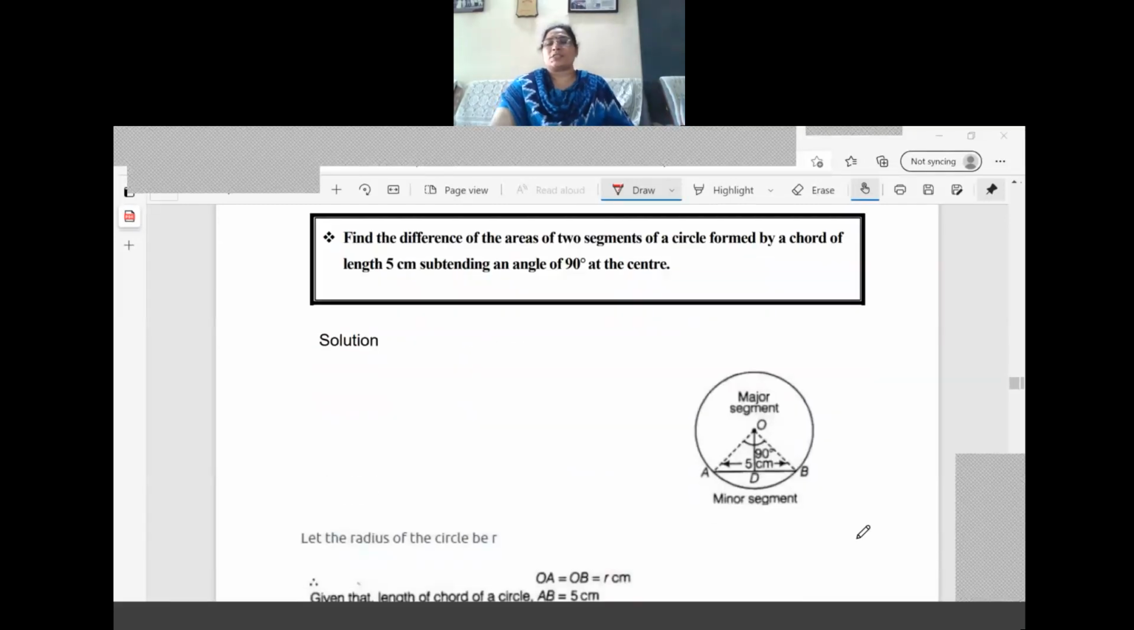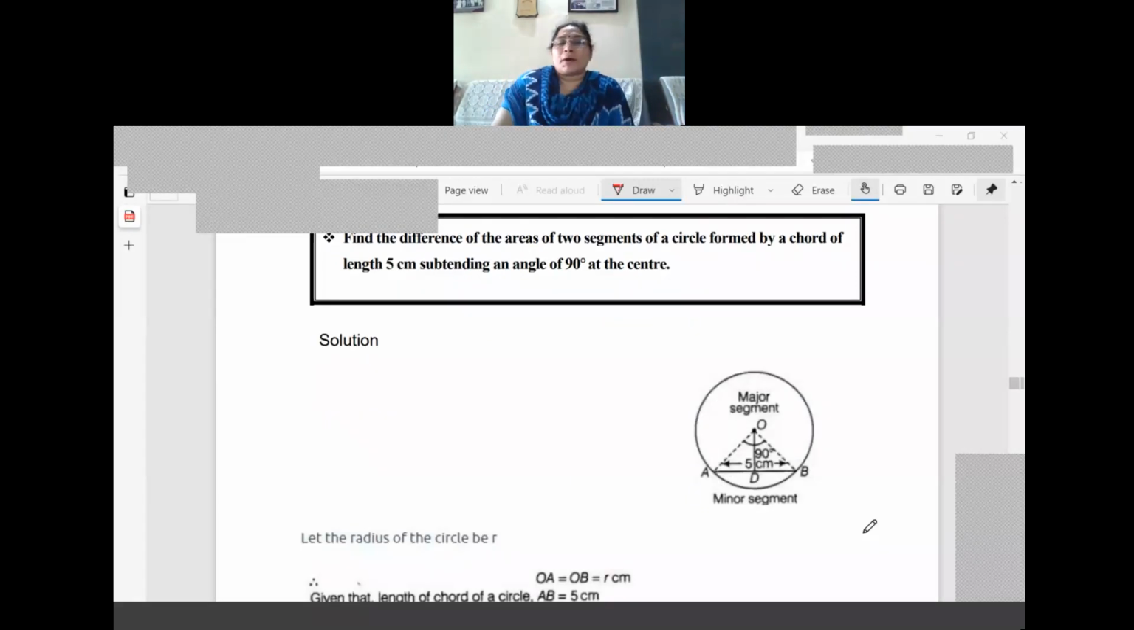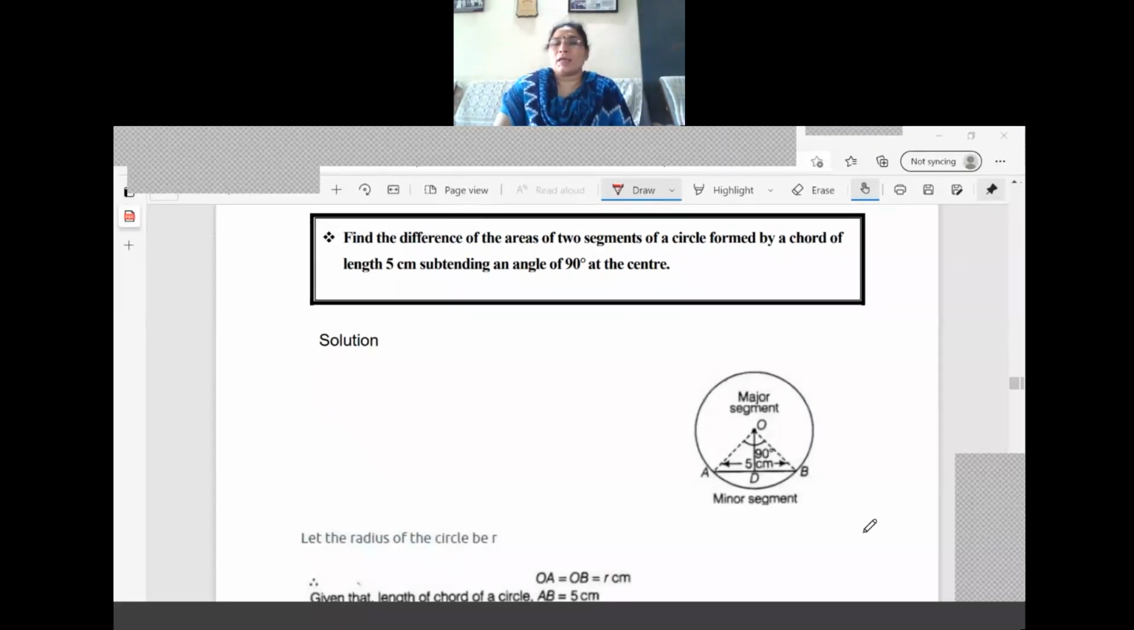Okay. The next question. Find the difference of the areas of two segments of the circle formed by a chord of length 5 centimeter and subtending an angle 90 degree at the center. Once again, the question: find the difference of the areas of two segments. So what do we have to calculate? The area of the minor segment and the area of the major segment, then their difference.